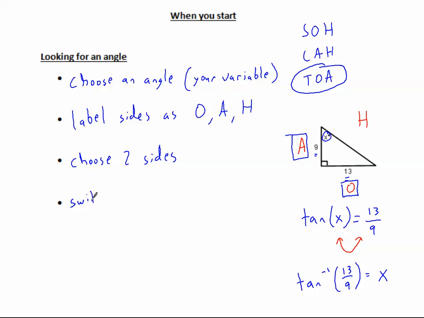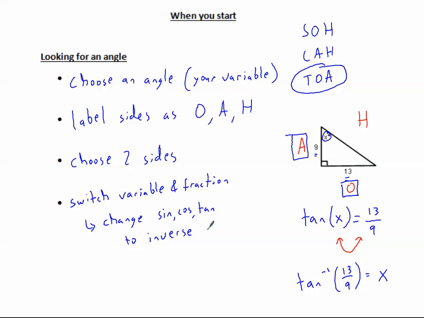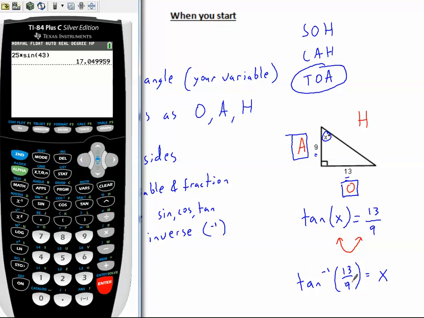But the last step is switch the variable and the fraction, and then change your trig function, sine or cosine or tangent, to the inverse. And again, that's just the one with the little -1. Once you're here, you're all solved for x.